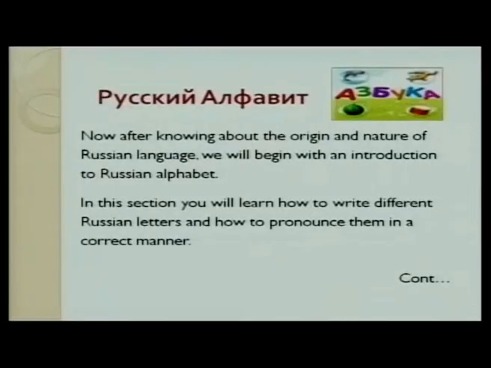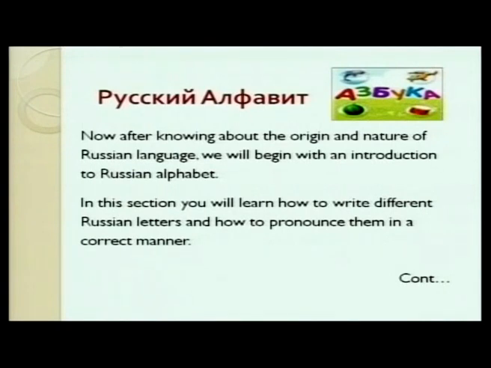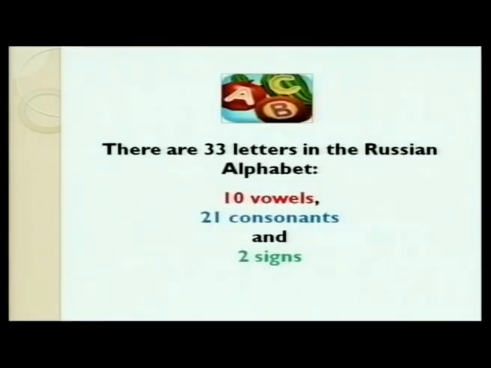After knowing about the nature and origin of Russian language, we will begin with an introduction to the Russian alphabet. If you remember, I told you that in Russian alphabet we have 33 letters, out of which there are 10 vowels, 21 consonants and 2 signs. So, we will start and learn these letters of the alphabet one by one.